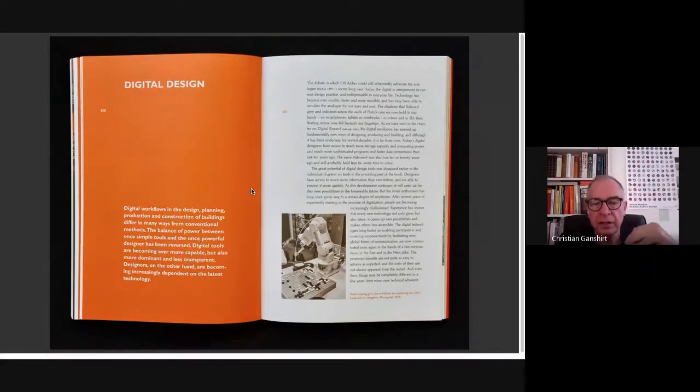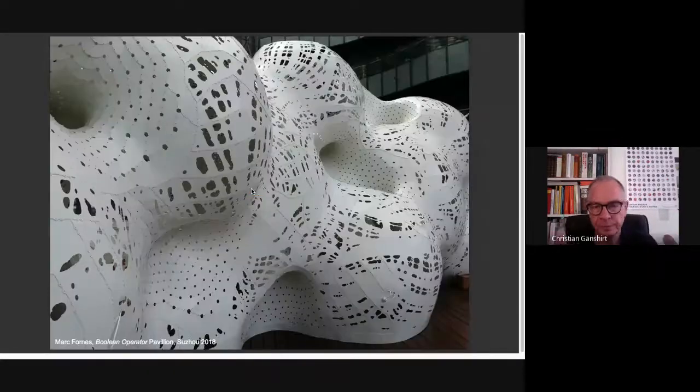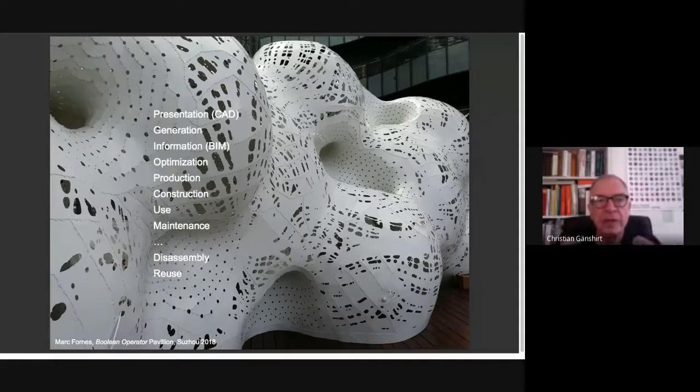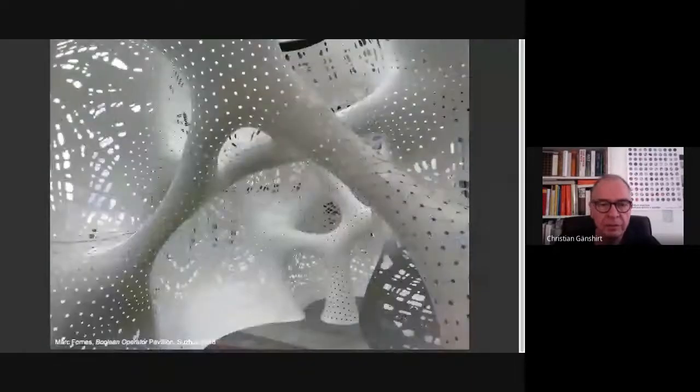Obviously, an important way of achieving that is digital design, because digital design helps us to generate and to understand the data we need to understand sustainability. So it's not only about presenting, about CAD, it's also about form generation, it's about information, it's about optimization, it's about production and construction, and even use and maintenance of a building needs to be done in digital ways and observed and analyzed and corrected to achieve a sustainable architecture.